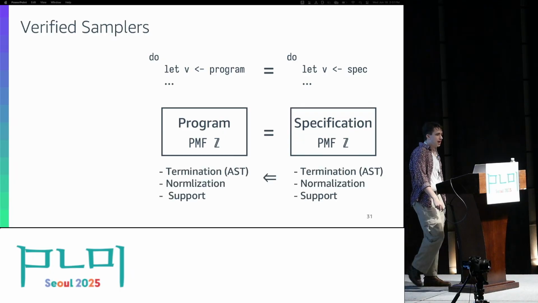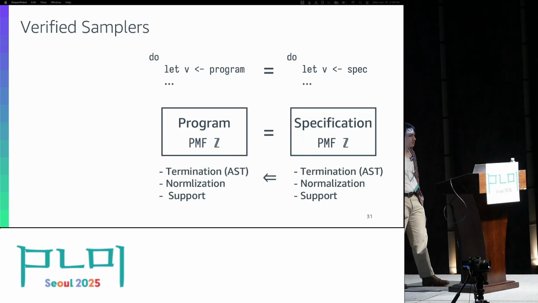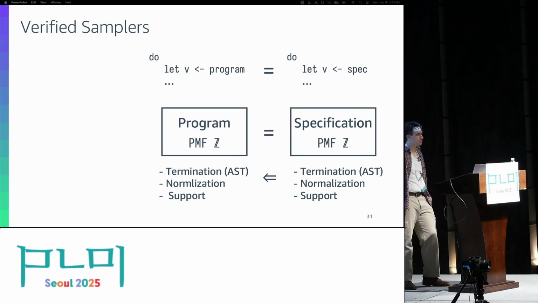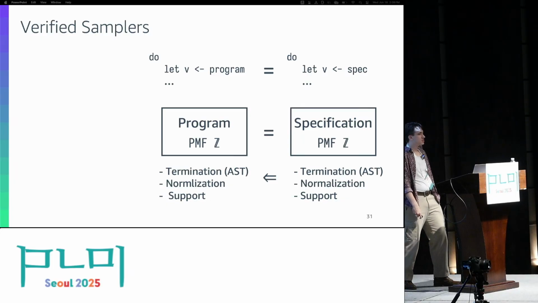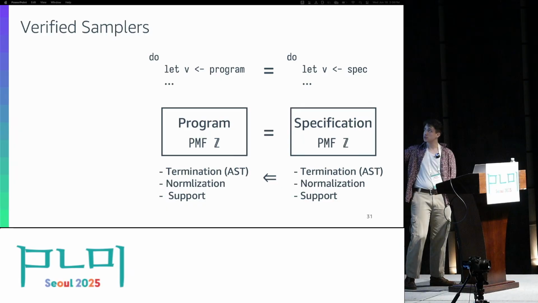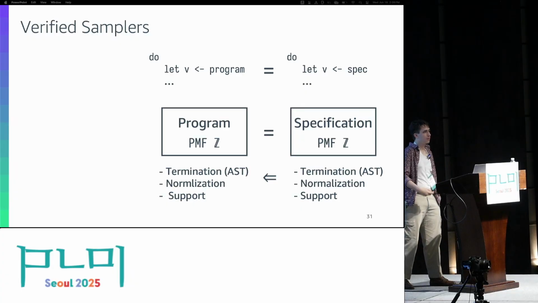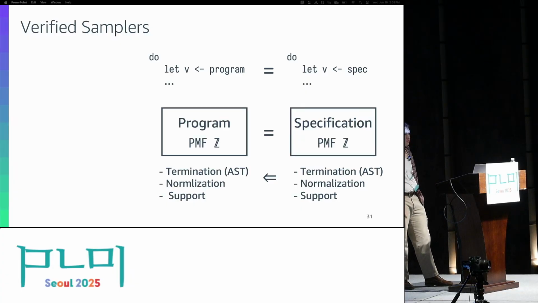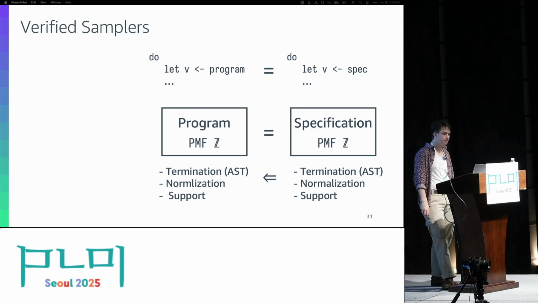It also means that for proving program properties like termination, normalization, and support, we're able to prove them about the specification instead of proving them about the program. So it can be easier to just analyze the PMF of a spec rather than trying to come up with proof rules that work with loops, for example.